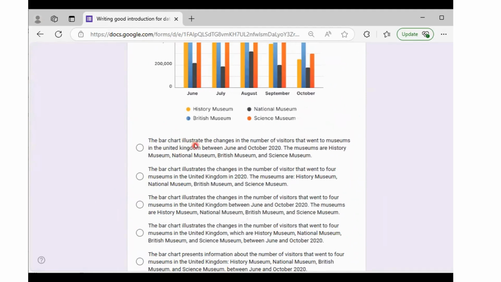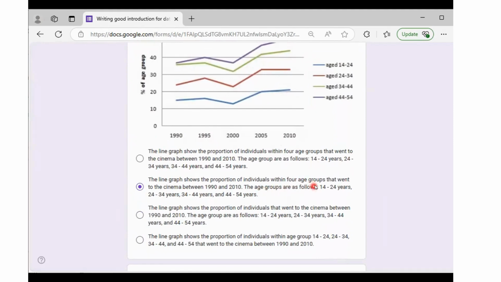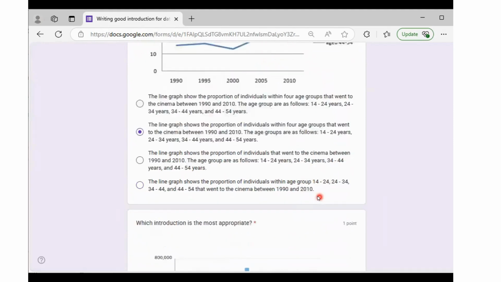The bar chart illustrates, there should be an S, so option A is out. The bar chart illustrates the changes in the number of visitors that went to 4 museums in the United Kingdom in 2020. Yes, that first sentence looks okay. The museums are, no, this colon should not be there. You don't need to put a colon here. If you want to use a colon, what you should do is write the museums are as follows, colon, like we did in this one here. The groups are as follows, colon. That's how we use a colon in academic task writing.